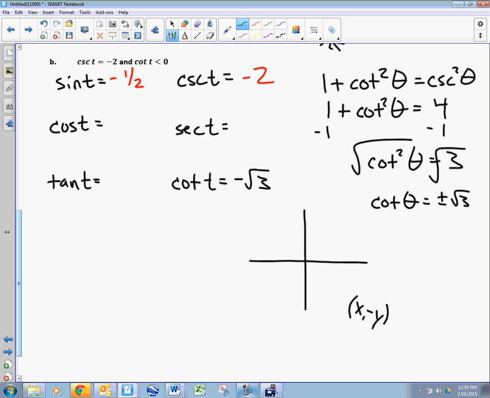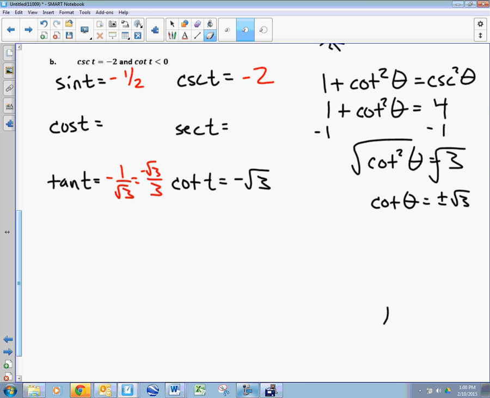What other value do you then know? We know tangent. What do we got to do? Flip it. Negative 1 over the root of 3. Can you leave the root of 3 in the denominator? Just multiply top and bottom by root of 3. So you get negative root of 3 over 3. What do we have left to find?